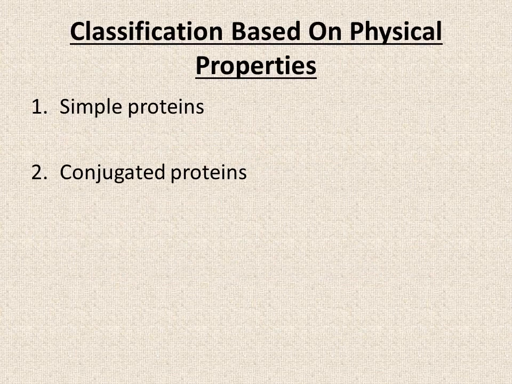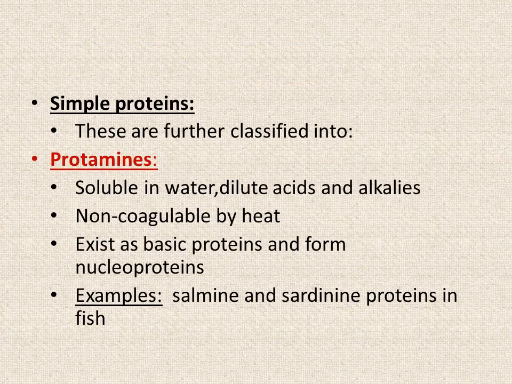Now we are going to discuss the classification of proteins based on their physical properties, and based on those they can be classified into simple proteins and conjugated proteins. Simple proteins are going to have many other groups in them as well, and conjugated proteins also have different categories, based on their physical properties, that we will discuss in a while. First of all, we will discuss simple proteins.